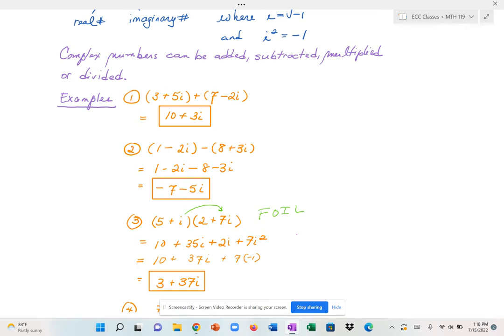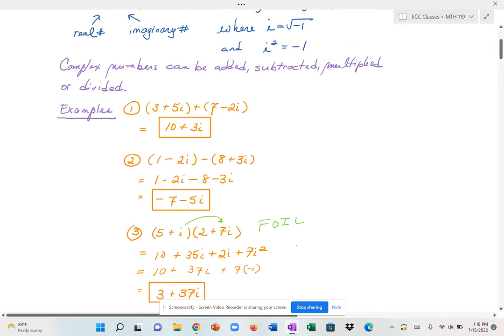So I need to use a definition that was written above, and that is that by definition, i is equal to the square root of negative 1. And if you square both sides of this, you get that i squared is negative 1. So I'm going to use that to replace the i squared with negative 1. The i isn't a variable. It represents an imaginary number. And when you square i, you get that i squared is negative 1. So we always replace i squared with negative 1.